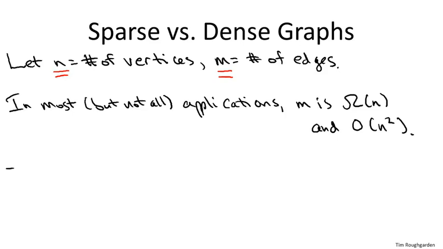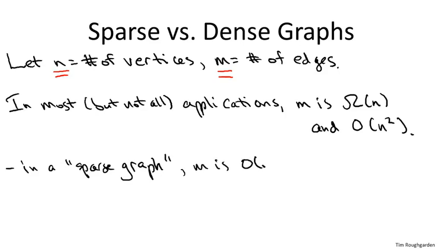quadratic in n. Now, I'm not going to give you a super formal definition of what a sparse or a dense graph is, and people are a little loose with this terminology in practice. But basically, sparse means you're closer to the lower bound, closer to linear. Dense means you're closer to the upper bound, closer to quadratic.